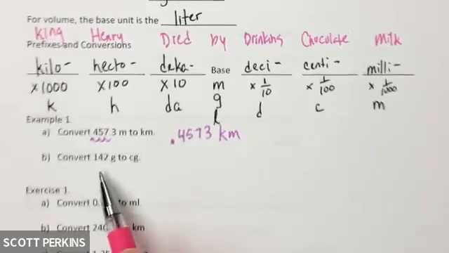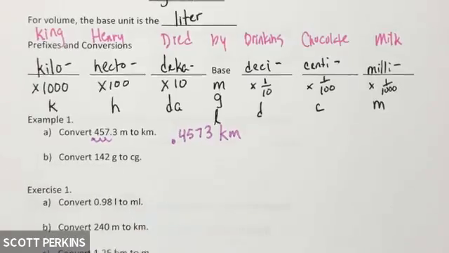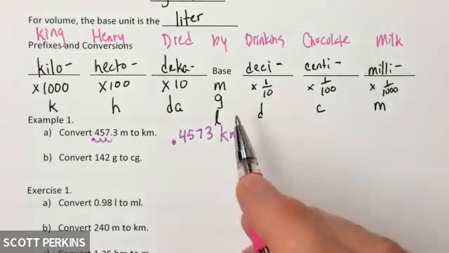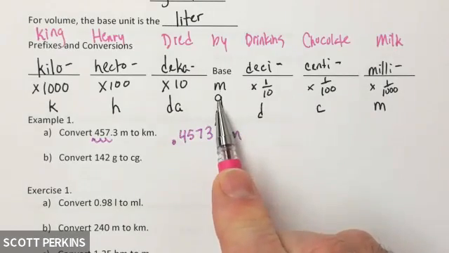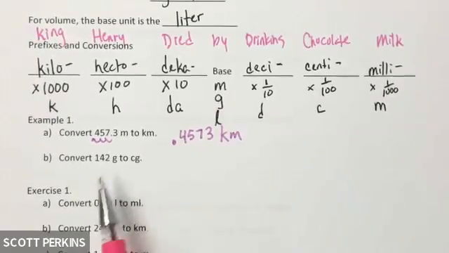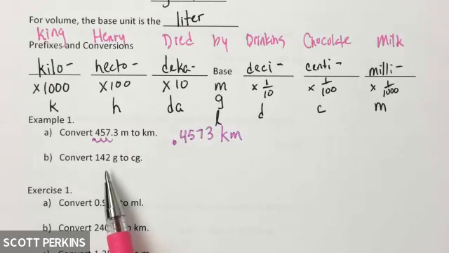So next one, I've got 142 grams. I want to convert that to centigrams. So here I am, my pen is at grams. Which way and how many am I going to go to get to centigrams? 2 to the right. Now, on this particular problem, there's not a decimal on the number. Where is the decimal? It's not in front, it's at the end, it's in the back. It's 142 point whatever, 0.